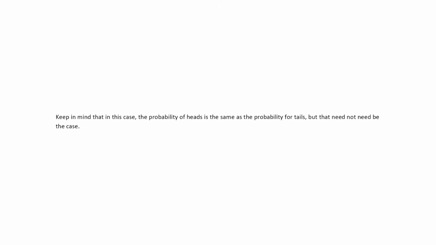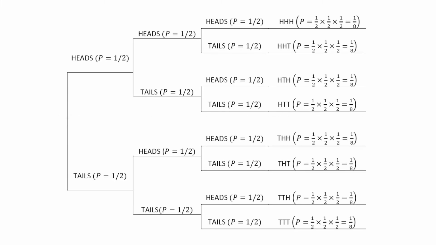Keep in mind that in this case, the probability of heads is the same as the probability for tails, but that isn't always going to be the case. So this fills out the full table, showing you that the probability of getting any particular outcome, because flipping the coin heads or tails is exactly the same probability, 1 out of 2, is always 1 over 8, or 1 out of 8.